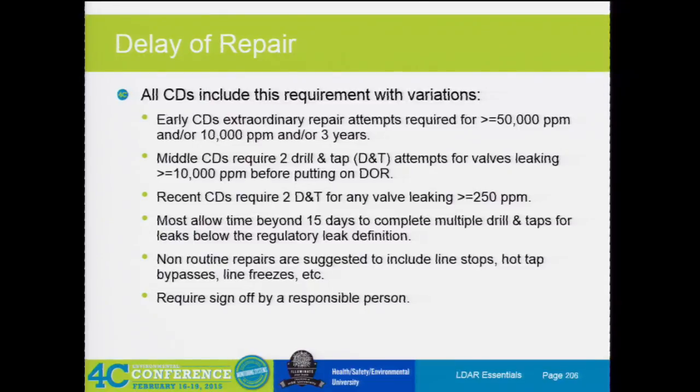Now, anything above 10,000 has to receive at least 2 drill and tap repair attempts before you can place it on DOR. Before, it only had to hit this; now we're trying to do an attempt to repair it and do an extraordinary repair attempt before I'm allowed to put it on DOR. Then, with recent CDs, they require 2 drill and taps for any valve, yes, this is the right number, leaking above 250 ppm. So in the chemical consent decrees, for anything that's above 250 ppm, you have to do drill and tap requirements to be able to put something on delay of repair.